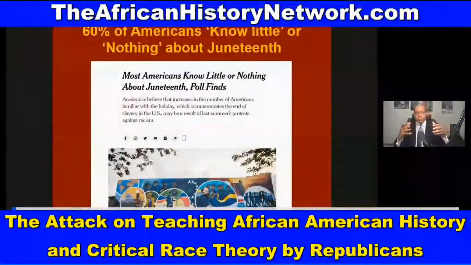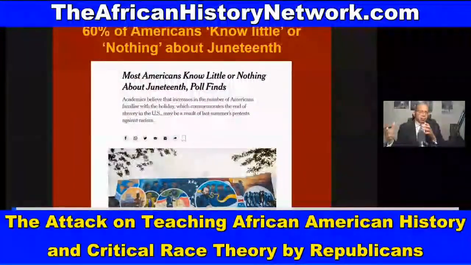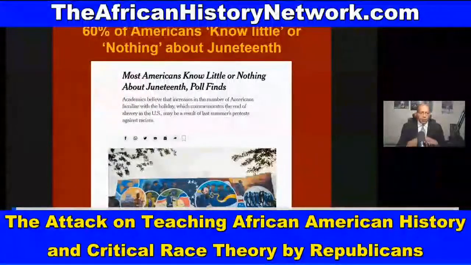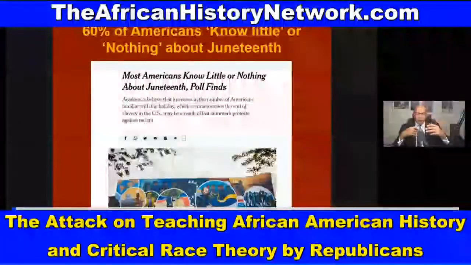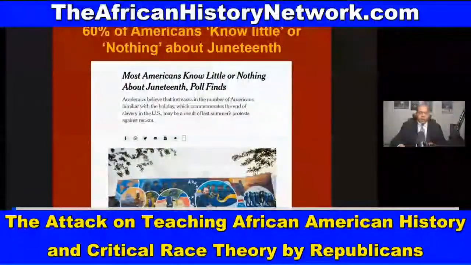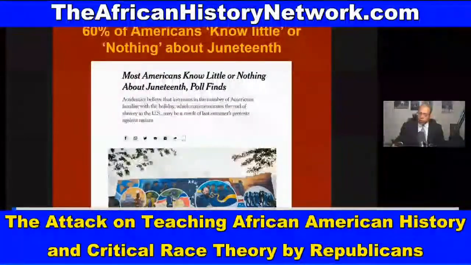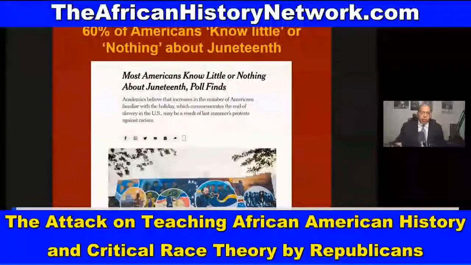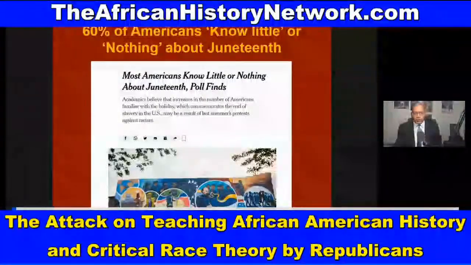Okay, so we saw that take place. We've seen, after Juneteenth became a federal holiday in 2021, signing the law, we started seeing a lot more articles being written about Juneteenth. And this article here from the New York Times is a very interesting article. Most Americans know little or nothing about Juneteenth, poll finds. And in the article, it talks about 60% of Americans know little or nothing about Juneteenth.